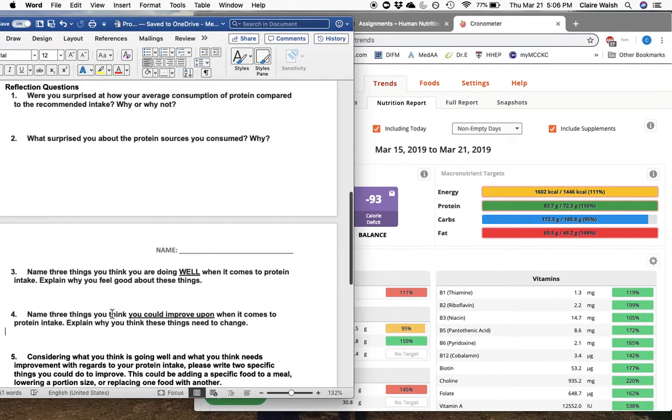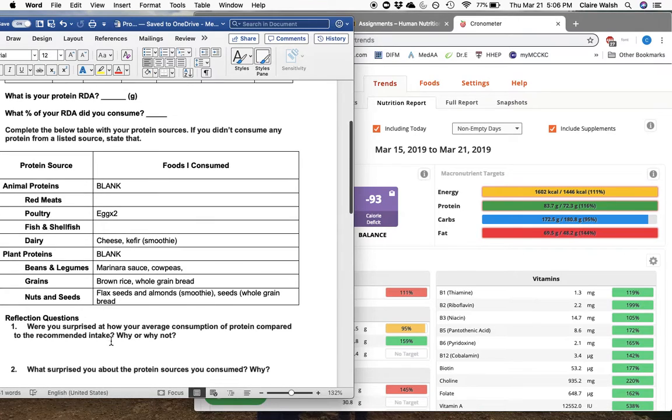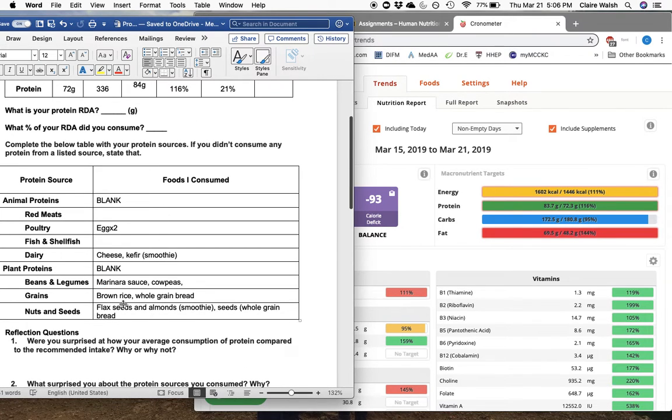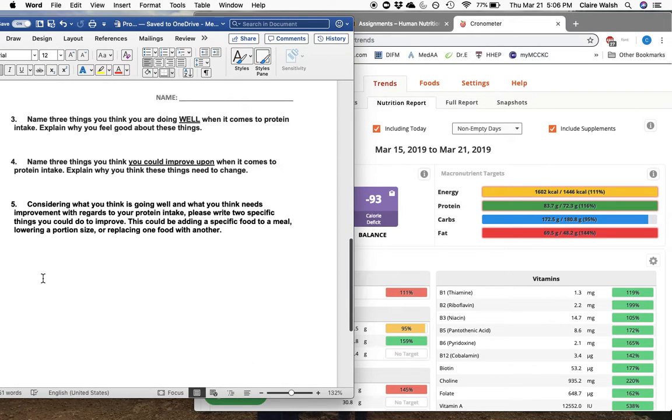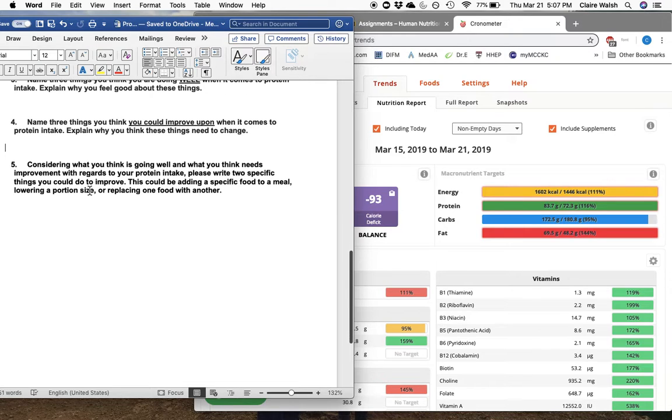Now, things I think I could improve upon would be a little greater variety. I had lots of grains, nuts, and seeds, not a lot of animal protein, and no fish, which is a concern. Make sure that as you're writing those things down, you can back them up. I am concerned about not getting any fish on this day, for example, because I know that the types of fats in fish are really beneficial for anti-inflammatory processes and disease prevention.